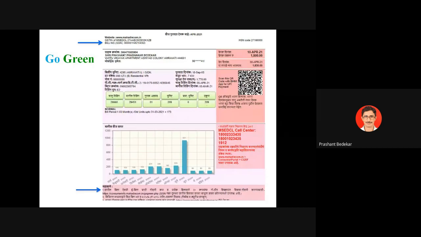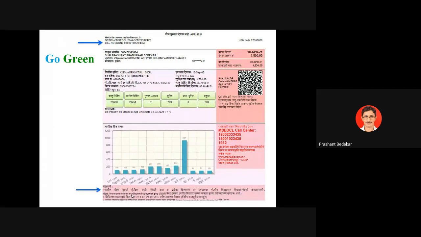Your consumer number is fixed. The same consumer number will appear on all electricity bills which belong to you and to the same meter. But the Go Green number will keep changing every month. So whenever you are trying to go, use the latest month's Go Green number. Here is the Go Green number, at the top left side, bill number within bracket GGN. GGN is Go Green number. This is the Go Green number.